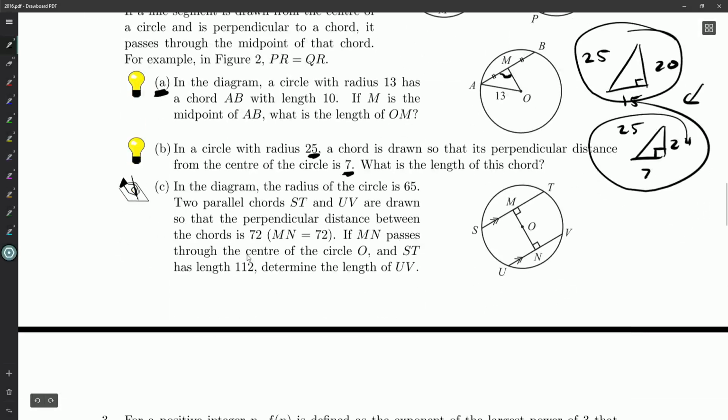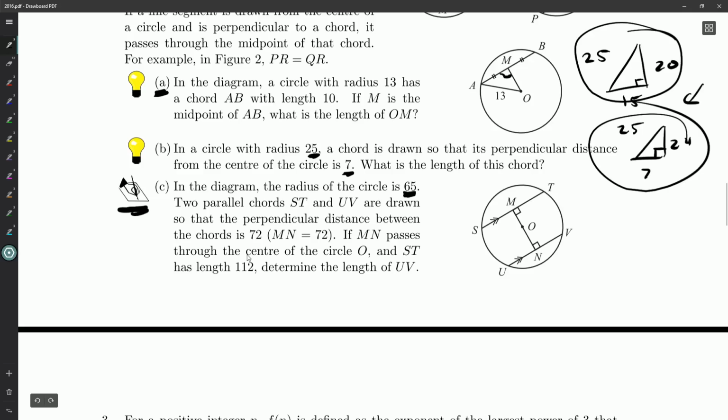Alright, now C, we do have to write everything up. We do have to say it by the Pythagorean theorem, and because this is a midpoint, I know this is perpendicular, all that fun stuff. Alright, C, in the diagram, the radius of the circle is 65. I'm thinking 5, 12, 13 triangle already, but I could be wrong. Of course I could be wrong. It could be the 3, 4, 5 triangle, and everything's multiplied by 13. Who knows? Or it might not be integers.